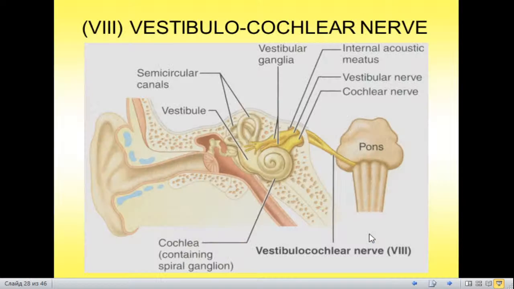Vestibulocochlear nerve. It is sensory nerve. It provides special sense, hearing, equilibrium and balance. It has two parts, vestibular and cochlear. Cochlear part responds for hearing, vestibular part for equilibrium and balance.